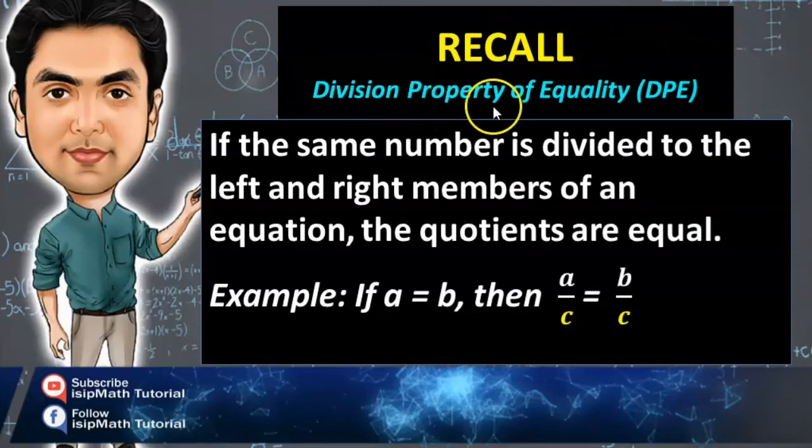Meron din tayong division property of equality. If the same number is divided to the left and right members of an equation, the quotients are equal. So kung meron tayong equation na a equal to b, tapos i-divide ko si a with c, ganun din kay b, divide also with c. So magiging a over c is equal to b over c.